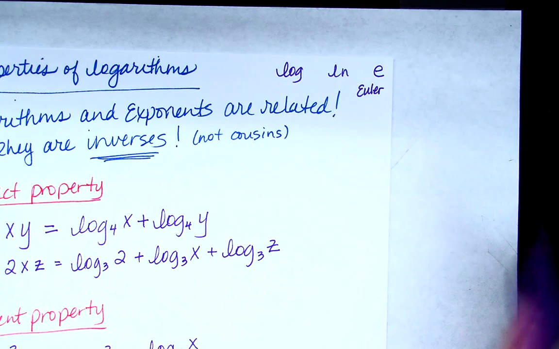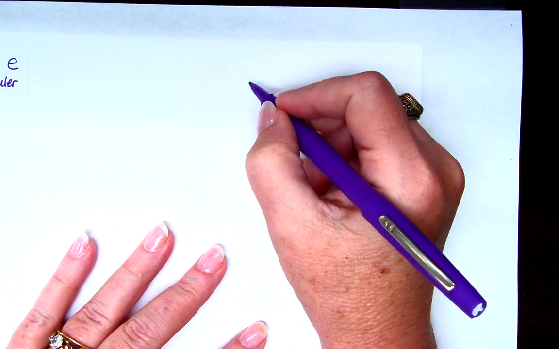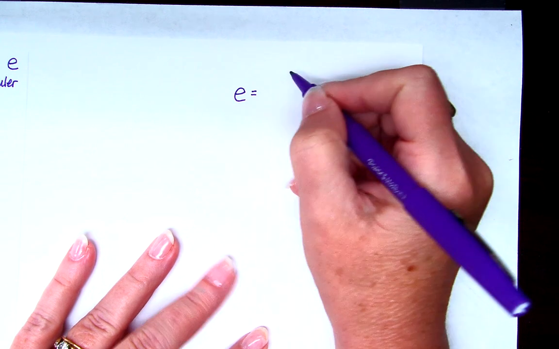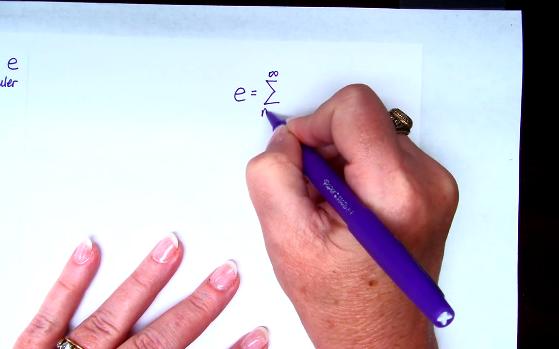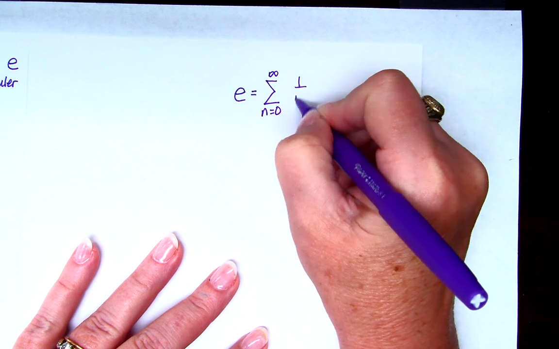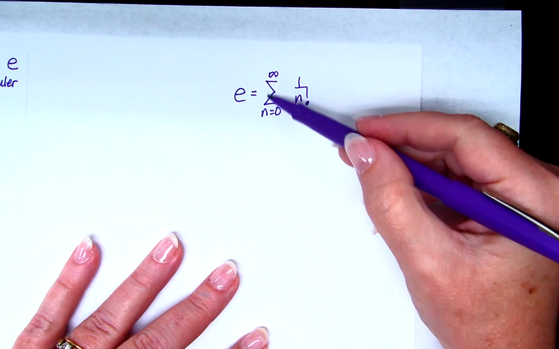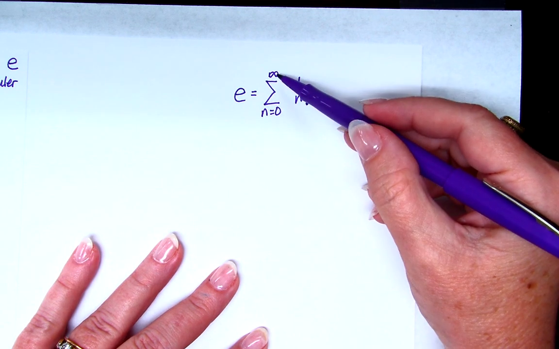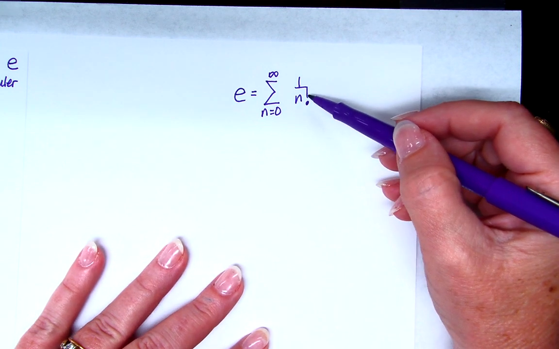It's actually, hold on, I have to turn the page because it needs a lot more room. You don't have to write this down, okay? Because I'm not going to make you remember this, but I just want you to know it. This is what e represents. Don't panic. This means e is the sum of all of the numbers from 0 to infinity of 1 over n factorial.